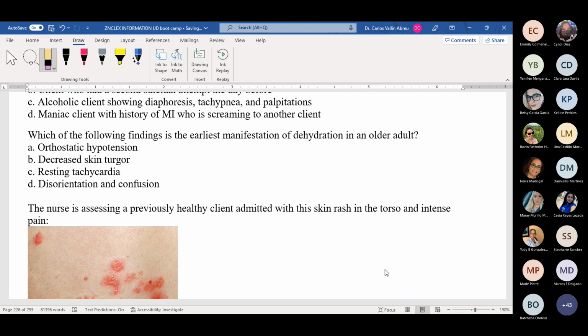Very good. The same happens for infections. Yes.